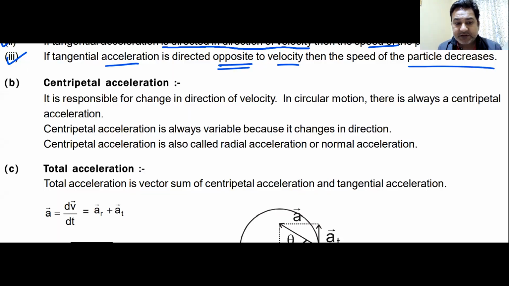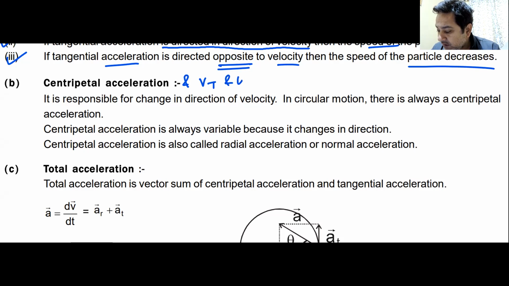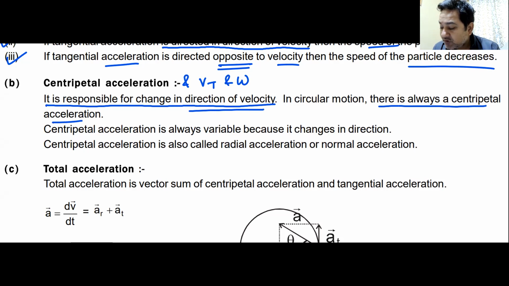The next thing is centripetal acceleration. Relation between centripetal acceleration, Vt and omega. How are these things related? Now let us first write what is centripetal acceleration. Tangential acceleration changes the speed, which is the magnitude of velocity. Centripetal acceleration is changing the direction of velocity. We all know this.